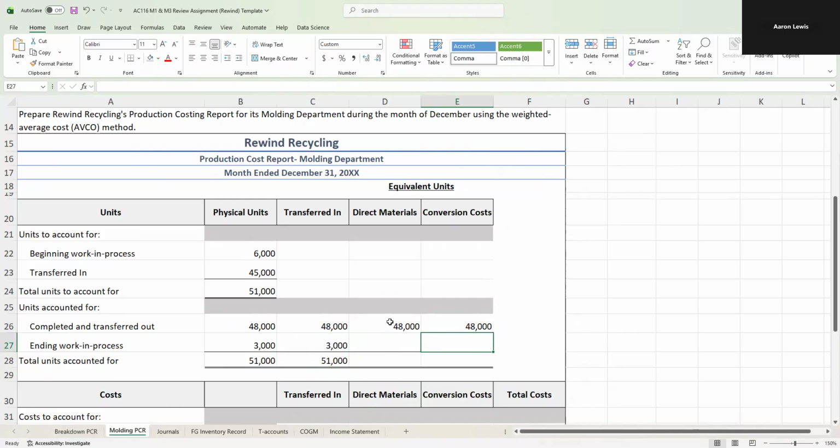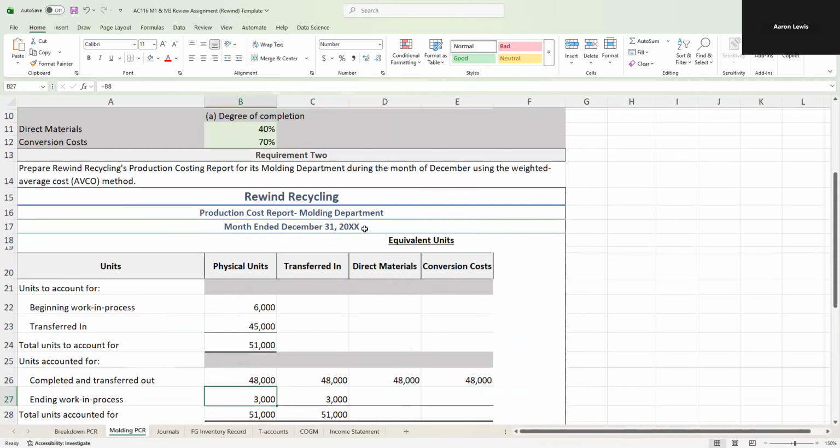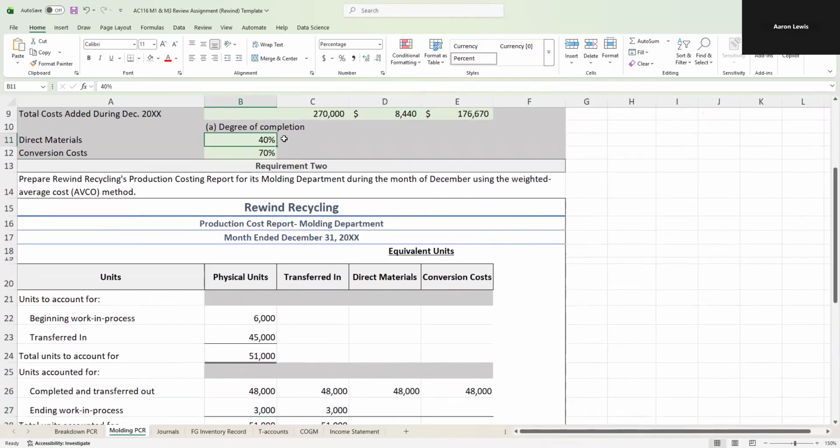And then all of the material costs and conversion costs that are required to take that reformed plastic and turn it into a finished sellable bin. The only difference we're going to have here is these 3,000 units in ending WIP because they're not done for materials and they're not done for conversion costs. As we see up on top on our information, they're only 40% done for materials and 70% done for conversion costs. So let's go through and convert that.